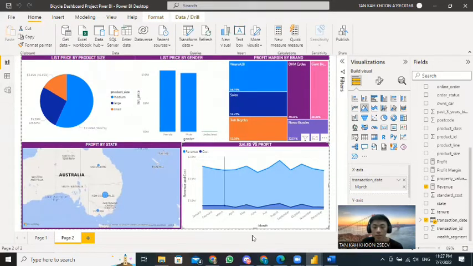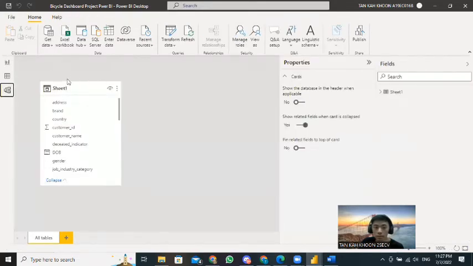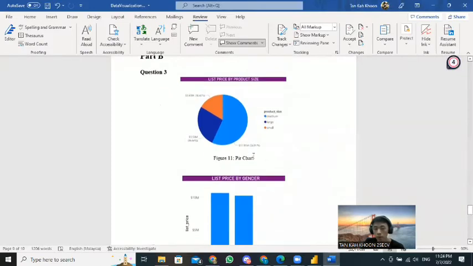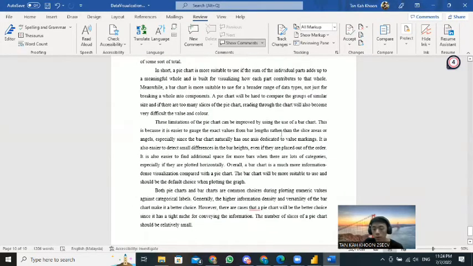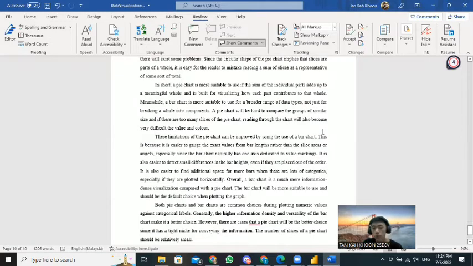Next is the data model structure of the dataset. All right, the dataset I use is named Sheet1, and this is the data model structure for the whole dataset. These two graphs are used for comparison, which are a pie chart and a bar chart. In short, a pie chart is most suitable if the sum of the individual parts adds up to a meaningful whole, and it is built to visualize how each part contributes to the whole.